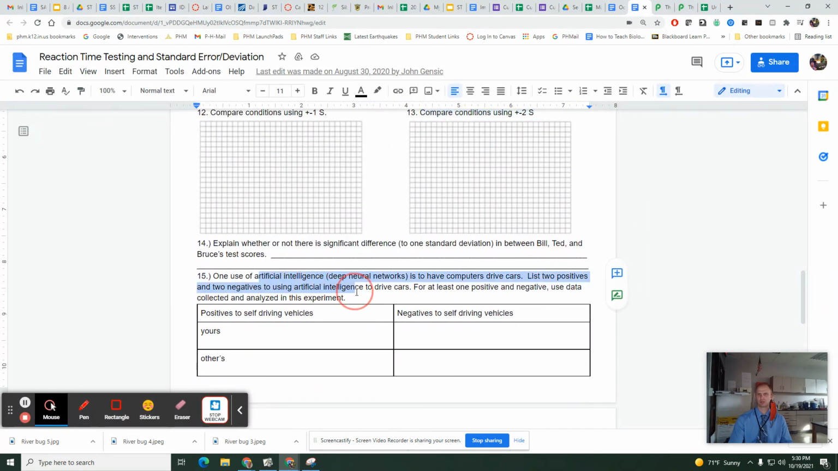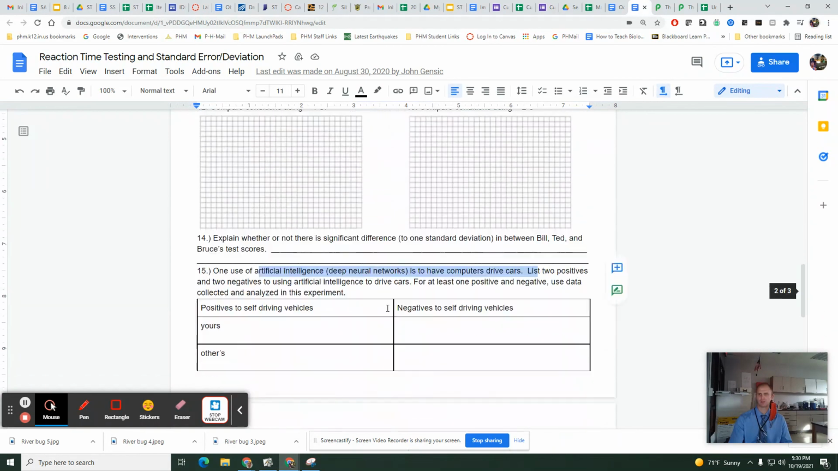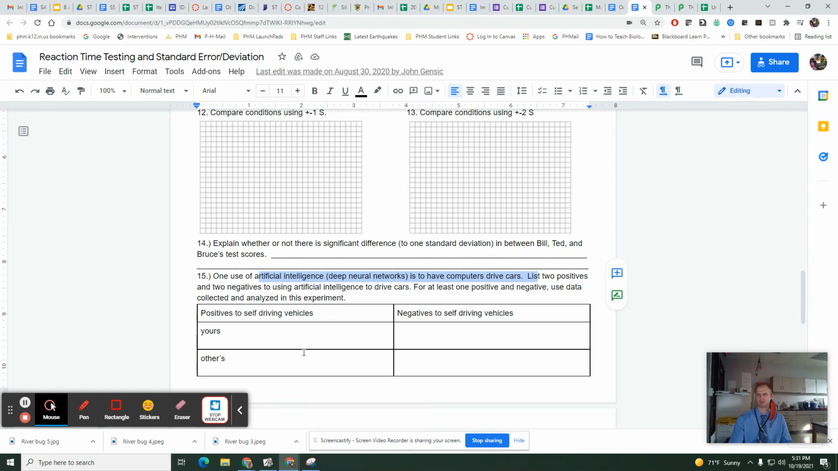So down here, then you're looking at artificial intelligence used for having computers drive cars. So we looked at reaction time and how much it slows down your reaction time to be on cell phones. Make a jump. Now, could we just be on our phones the whole time and have self-driving vehicles drive us around? That'd be pretty sweet.